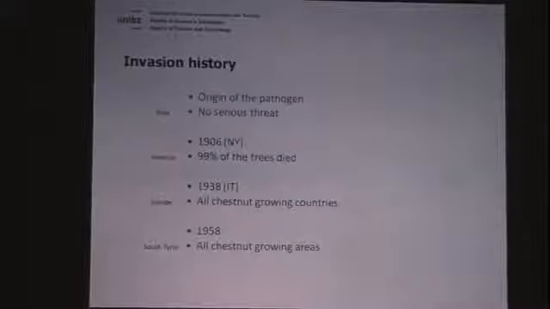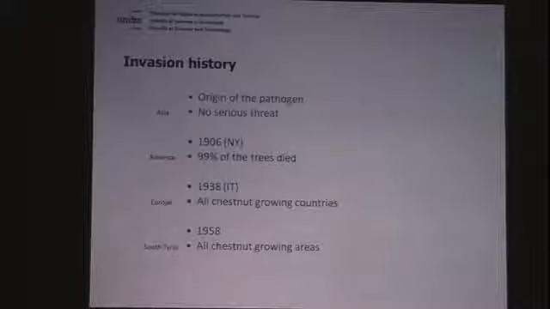Invasion history of this pathogen. It's an invasive pathogen. The origin of this pathogen is in Asia. It is thought to be somewhere in China or Japan. So any similarity with coronavirus is just accidental. There it does not cause any serious threat to the Asian chestnut because it had the opportunity to co-evolve with the pathogen.